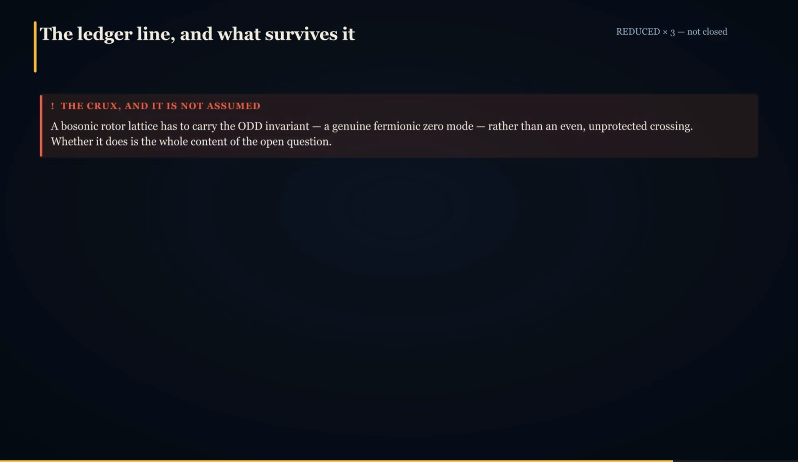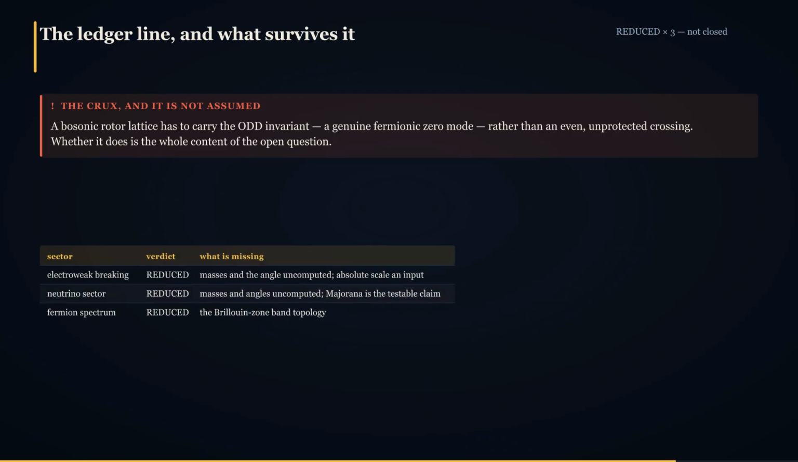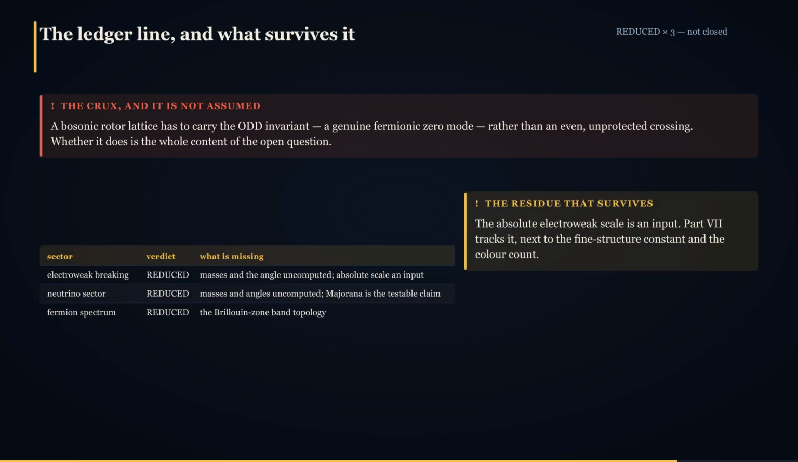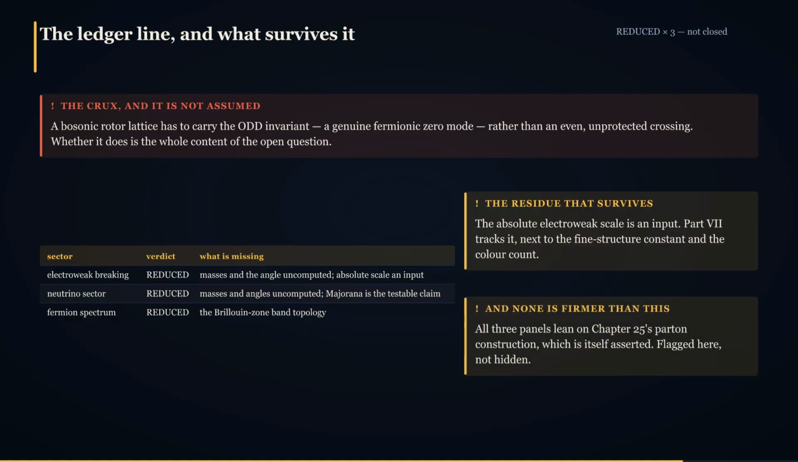The absolute electroweak scale, the locking strength times the condensate amplitude squared, is an input. Part 7 tracks it, next to the fine structure constant and the color count. Meanwhile, all 3 panels lean on chapter 25's Parton construction, which is itself asserted. None of the 3 is firmer than that. Flagged here, not hidden. Calling any of them closed would overclaim. They are reductions from absent to one specified calculation.